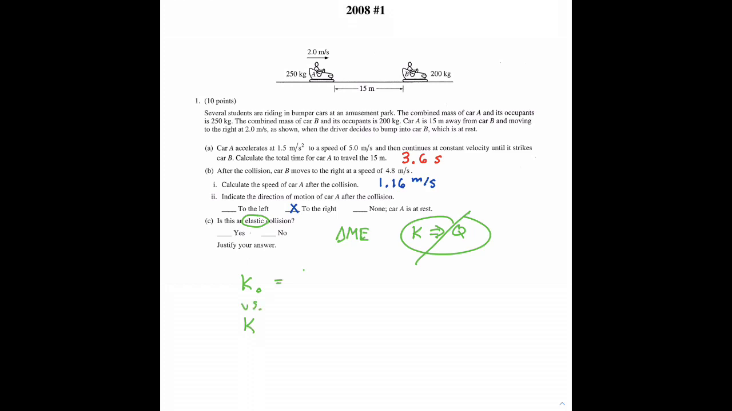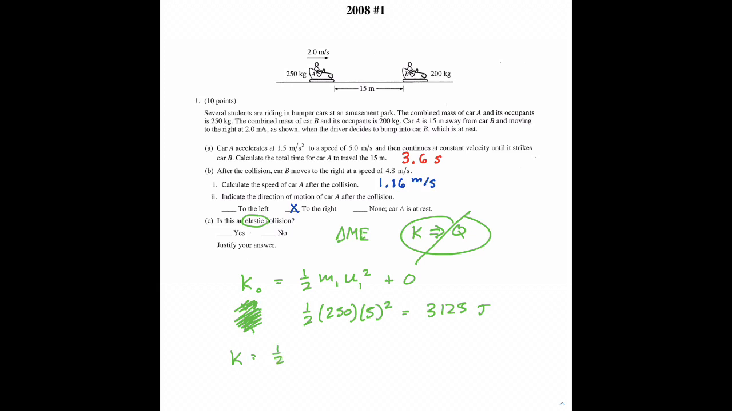The initial kinetic energy is 1/2 times the mass of cart number 1 times its initial velocity squared. And then I'm just going to say plus 0 because cart number 2 was at rest. This is 1/2 times 250 times 5 squared. And that comes out to 3,125 joules of energy.